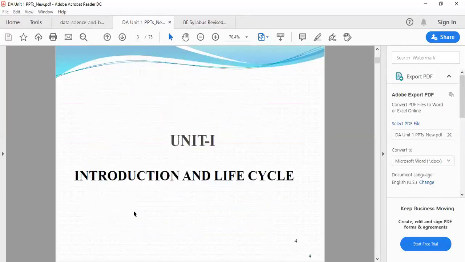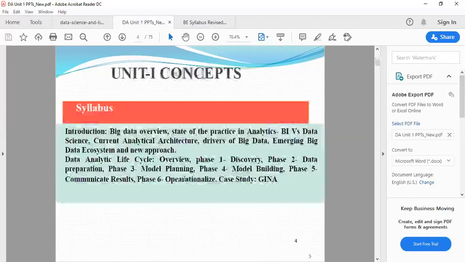Next, we'll see the first unit. Unit 1 is Introduction and Life Cycle. Now we will see the syllabus of this first unit.